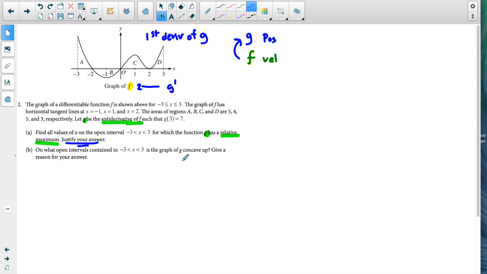Okay? And then for part B, it says, on what open intervals contained in -3 to 3 is the graph of g, the original graph, concave up? So you'll need to examine what g double prime is, which they don't give you. They give you g prime. So you'll have to figure out what's happening on the g double prime graph that would determine when there's concavity.